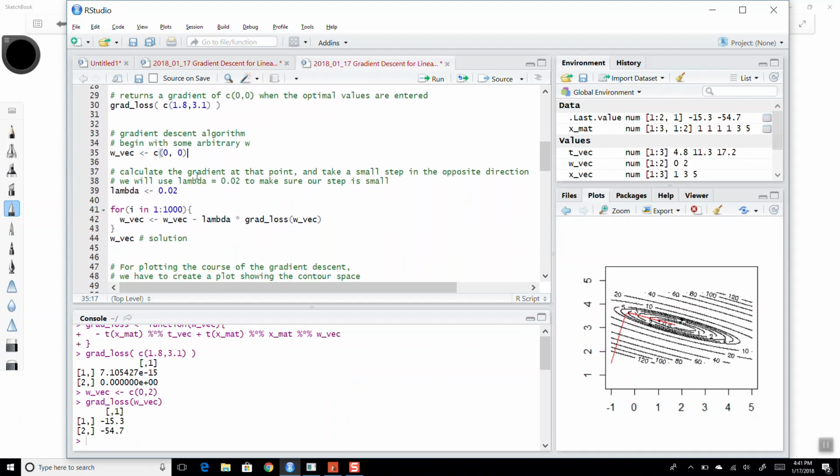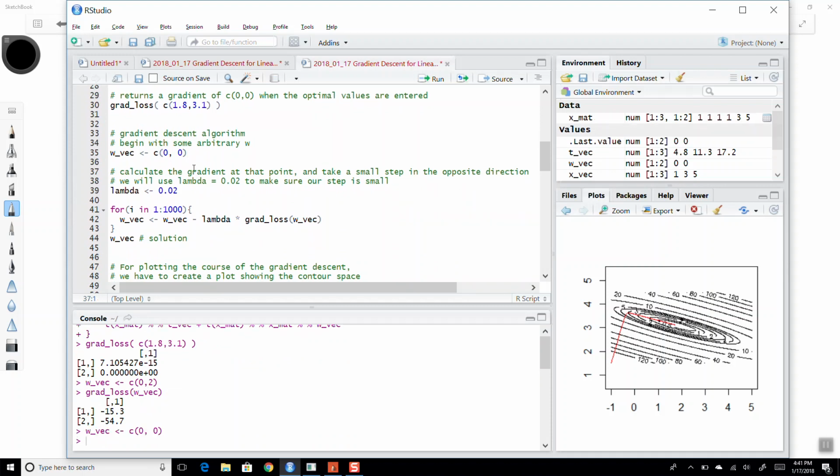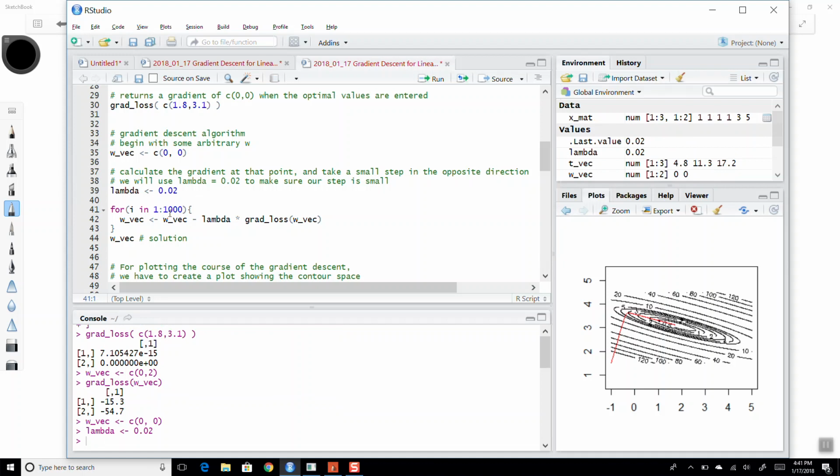Okay, and then so if you wanted to just do gradient descent without graphing any of it, all you have to do is start off with some arbitrary point. So here we'll just start off at 0, 0. I'll pick a small lambda, and then I just do a bunch of iterations where I take my current vector for w and I subtract off lambda times the gradient.